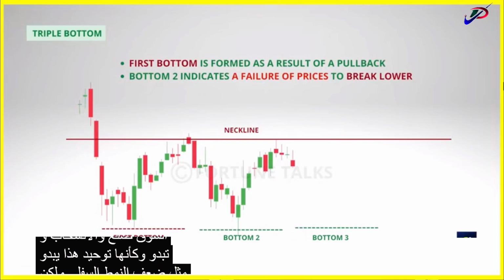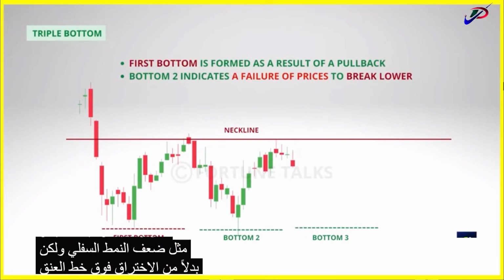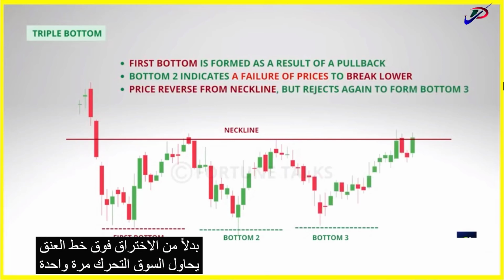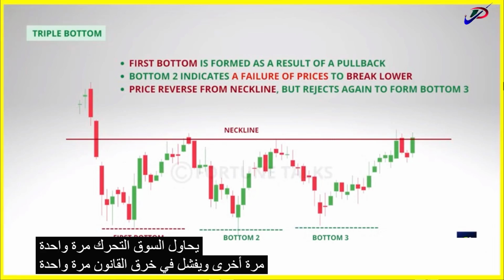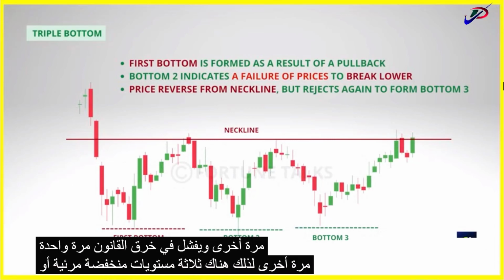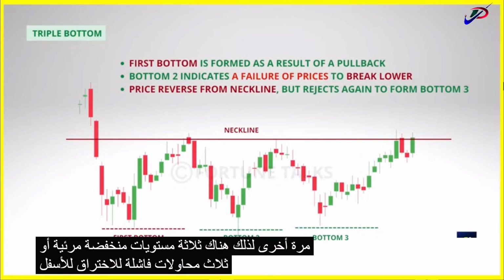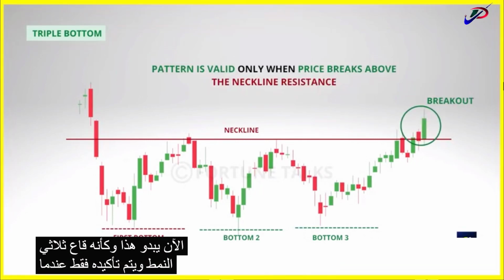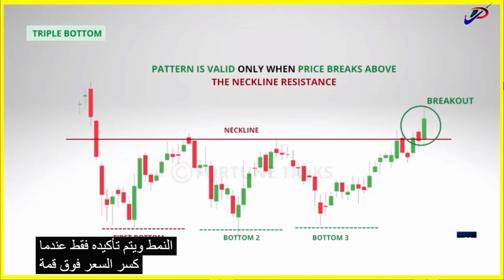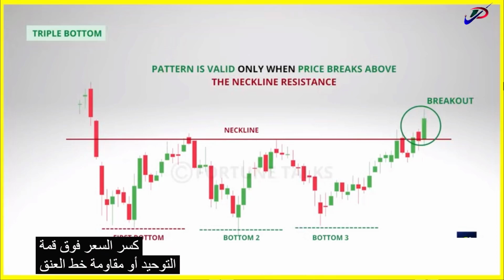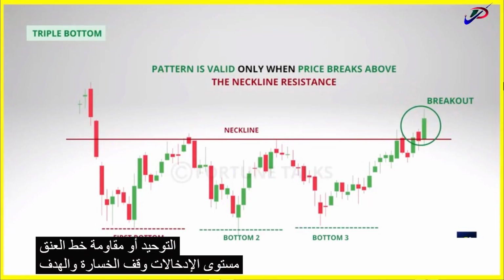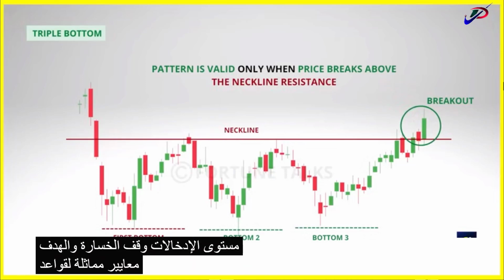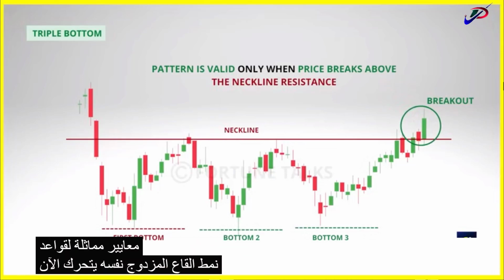This looks like a double bottom pattern. But instead of breaking above the neckline, the market attempts to move lower once again and fails to break the low once again. So there are 3 lows visible or 3 failed attempts to break out lower. Now this looks like a triple bottom pattern and is only confirmed when the price breaks above the high of the consolidation or the neckline resistance level. The entry, stop loss and target criteria are similar to the rules of the double bottom pattern itself.